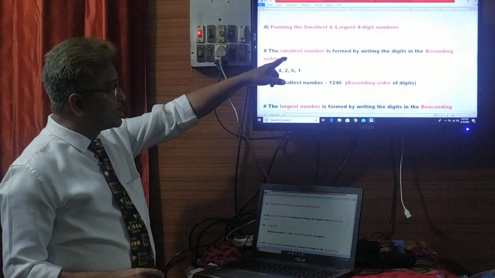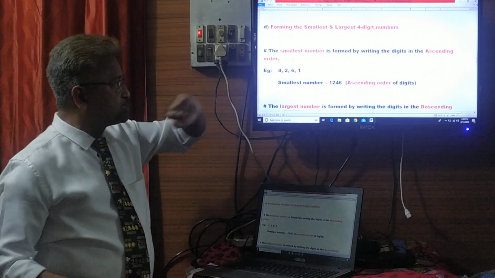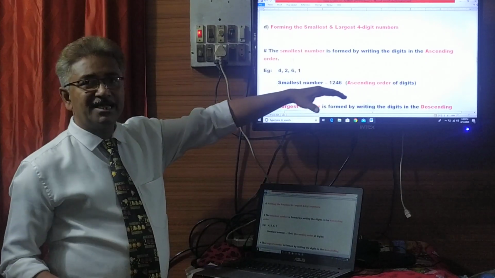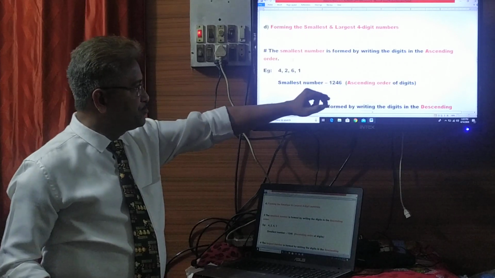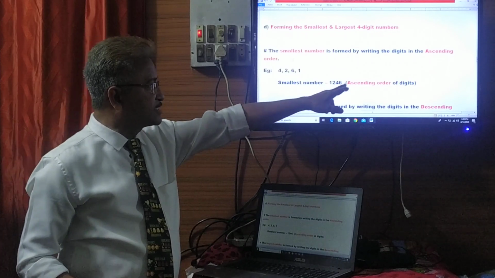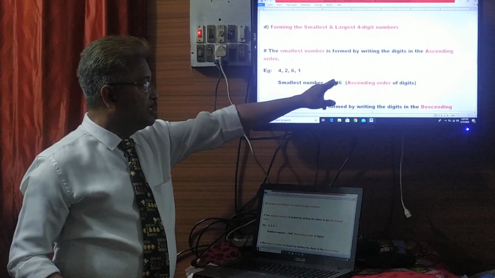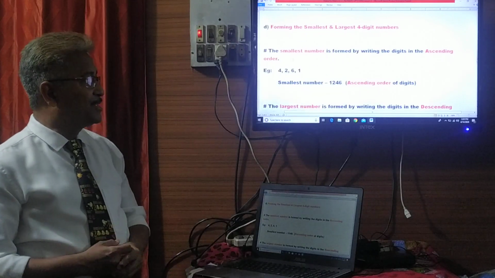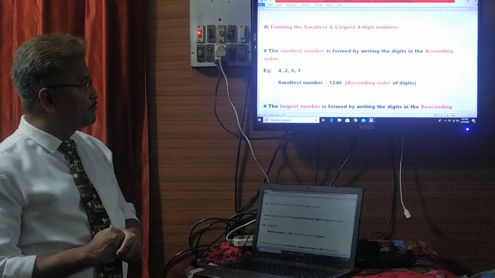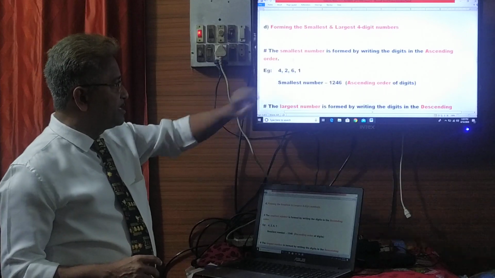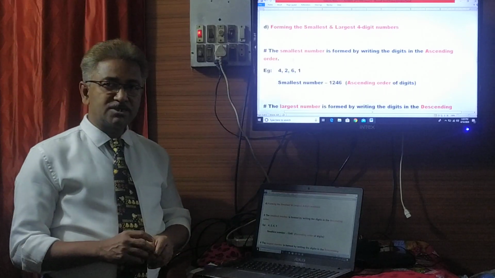So when we are talking about the smallest number, then we are arranging these digits in the ascending order. That is, first comes 1, then 2, then 4, then 6. So the lowest one, or the smallest number, in front, and the largest number at the last. So that will give us the smallest number formed by using these 4 digits: 4, 2, 6 and 1.